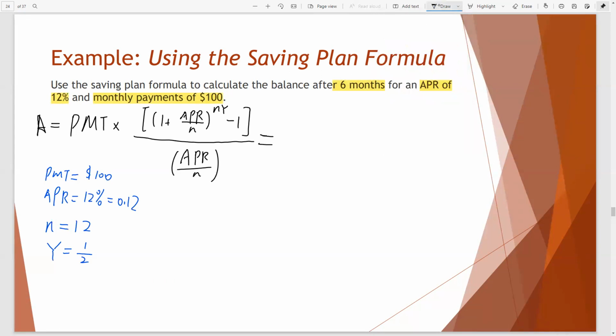Similarly to what we had in the last chapter, $100 payment multiplied by the long fraction. That's 1 plus 0.12 divided by 12, to the power of 12 payments multiplied by 1/2, minus 1, divided by 0.12 over 12. That's all the numbers plugged in, right?